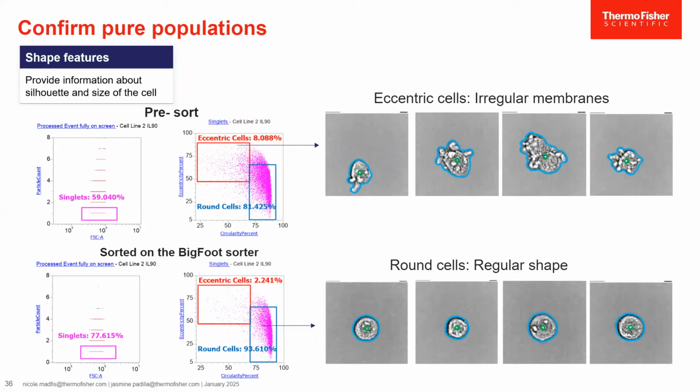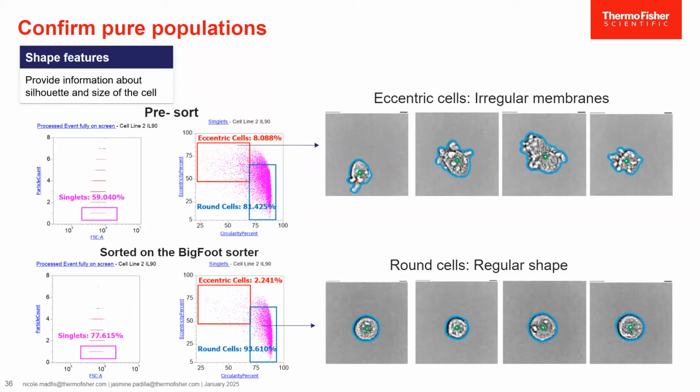And using the particle count parameter, we can see that we have an increase in singlets post-sort. You can see that on the bottom left, compared to the pre-sort sample in the top left.